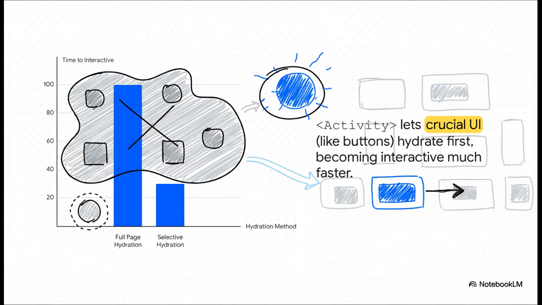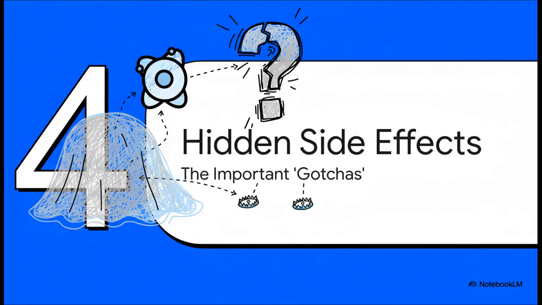But by wrapping that heavy component in activity, you're basically telling React, hey, hydrate the important stuff first. This lets your main navigation and buttons become clickable almost instantly, while the big stuff finishes up in the background. It's a massive win for what we call perceived performance. Okay, so this component is obviously super powerful, but it does introduce a new way of thinking. Because we're hiding things instead of unmounting them, there are a few important gotchas you absolutely need to know about, especially when it comes to side effects.